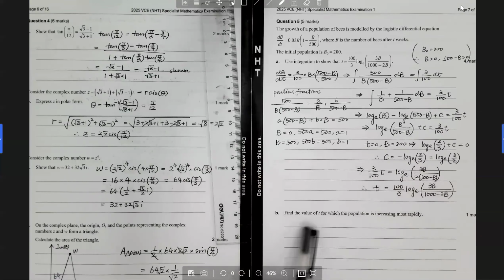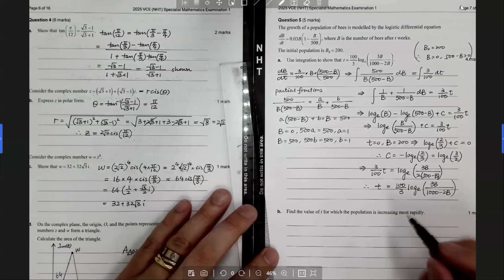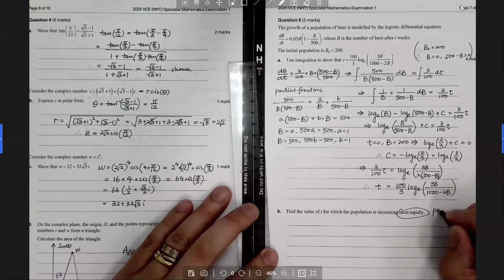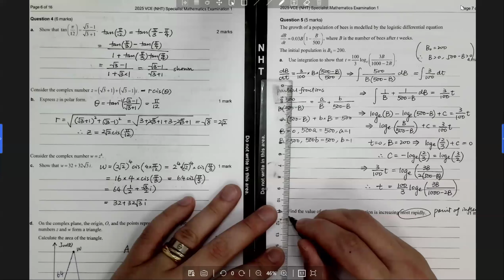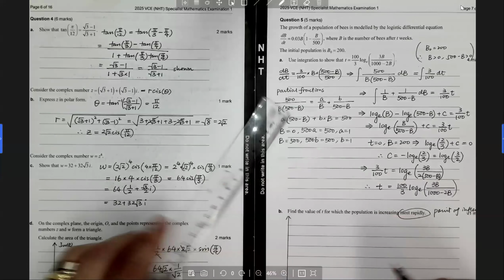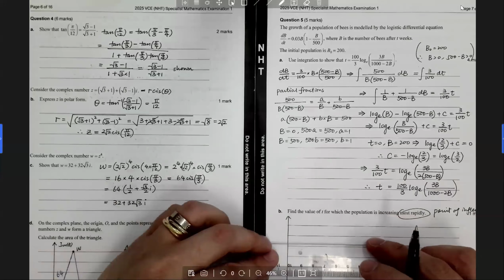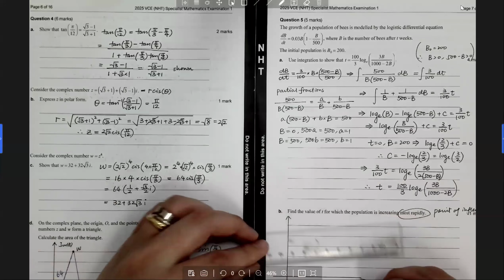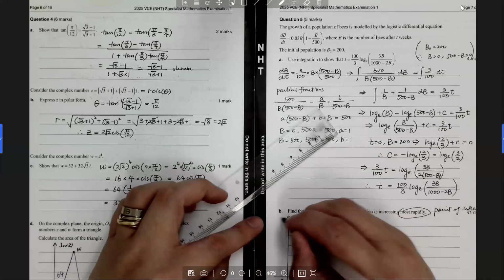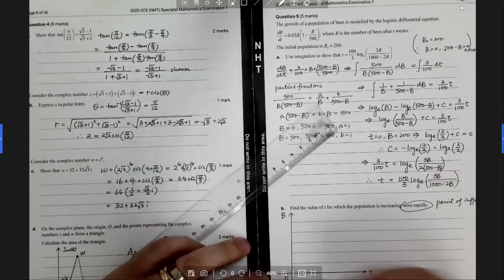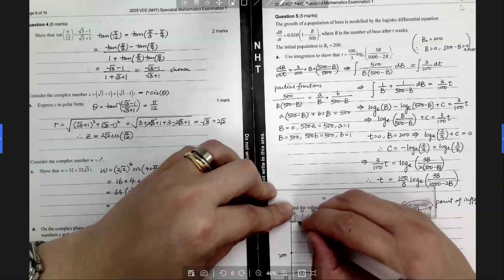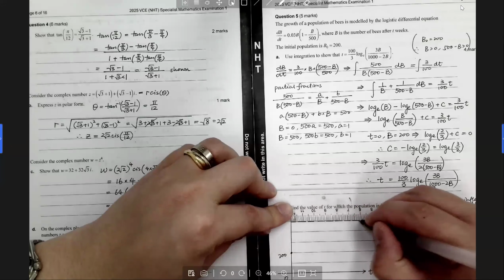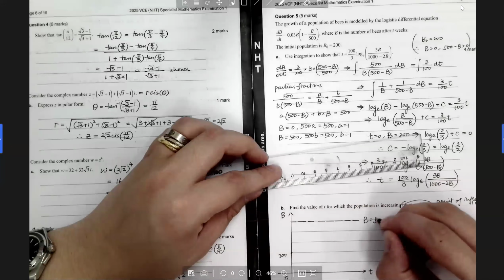Then find the value of t for which the population is increasing most rapidly, which is looking for the point of inflection on the graph. So if you quickly draw a diagram like this, for example, this is t, this is the origin, this is the number of these. Your initial condition is here, 200. The capacity can be identified by equating your derivative dB/dt to 0. So this is B equals 500.